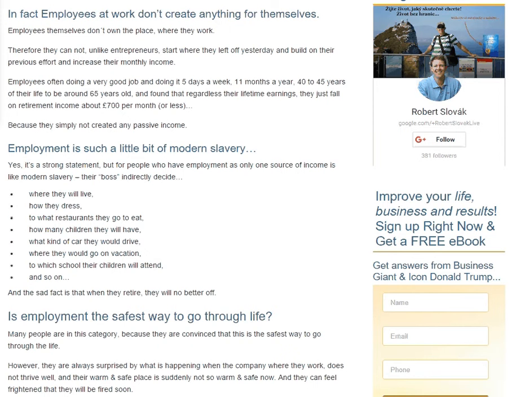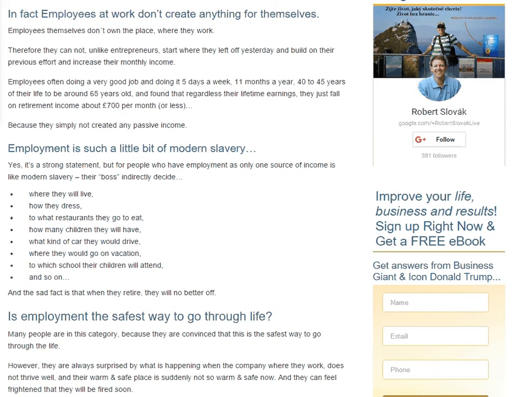Employees often do a very good job, doing it 5 days a week, 11 months a year, for 40 to 45 years of their life until they are around 65 years old, and find that regardless of their lifetime earnings, they just fall onto a retirement income of about £700 per month or less. Because they simply did not create any passive income.